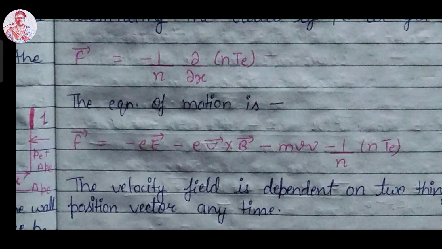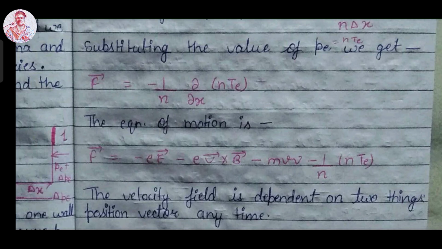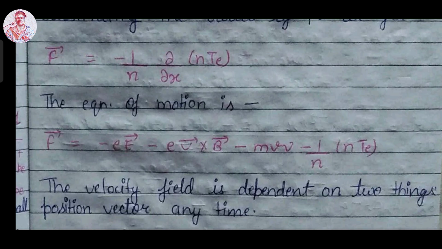In this equation, the first term represents the force due to the electric field, the second term represents the force due to the magnetic field, the third term represents the collision drag we have earlier derived, and the fourth term is the partial pressure exerted by the electron. The velocity field is dependent on two things, the position vector and the time. And the equation, minus e E minus e v cross B minus m v nu minus 1 upon n del nTe, represents the equation of motion of a plasma.